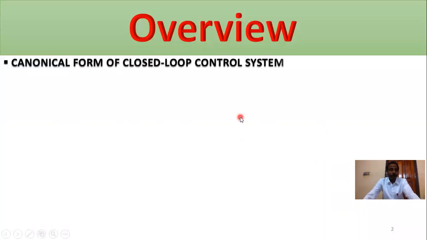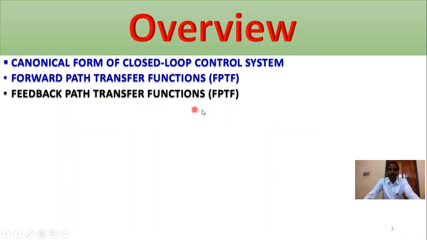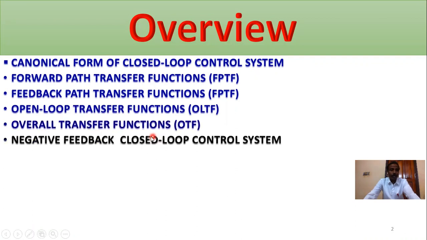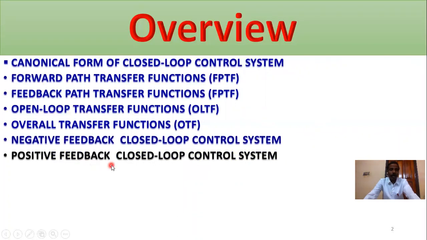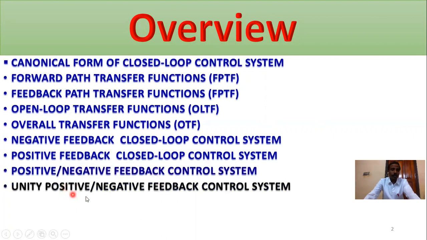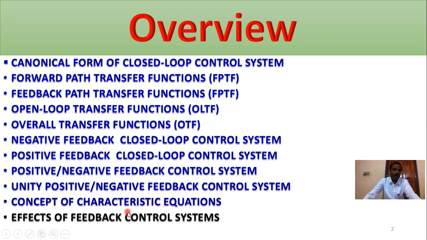Then the overview: canonical form of closed loop control systems, forward path transfer function, feedback path transfer function, open loop transfer function, overall transfer function, negative feedback closed loop control systems, positive feedback closed loop control systems, positive and negative feedback closed loop control systems, unity positive and negative feedback control systems, concept of characteristic equation, and effect of feedback control systems. These are all our overview and targets.